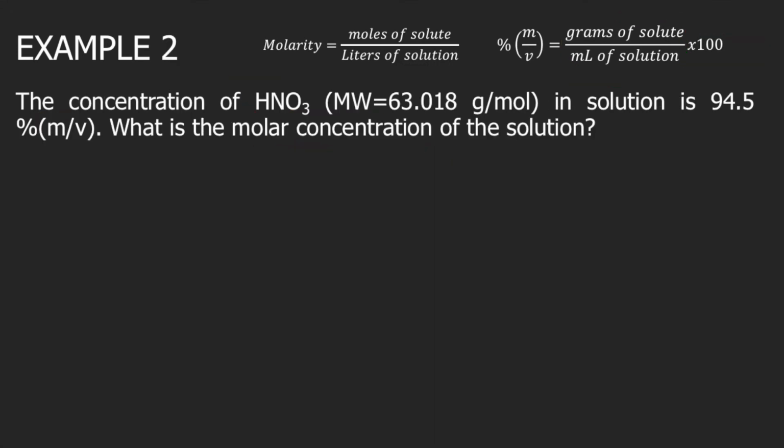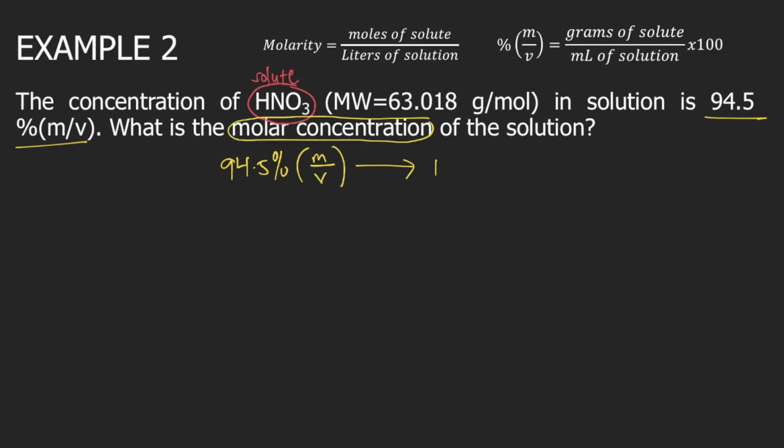Example 2, the concentration of nitric acid in solution is 94.5% mass per volume. What is the molar concentration of the solution? So obviously, nitric acid is our solute. And in the problem, this time we are given percent mass per volume, 94.5% mass per volume, and it is asking us to convert this to molar concentration or molarity.